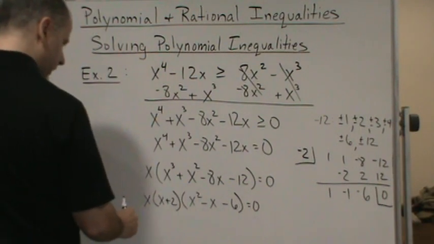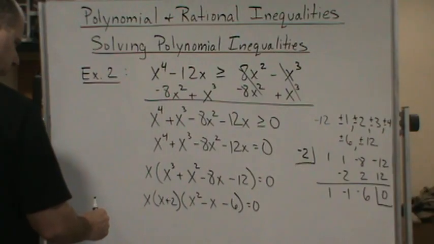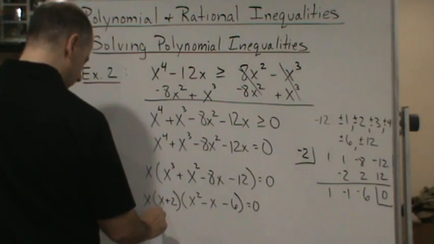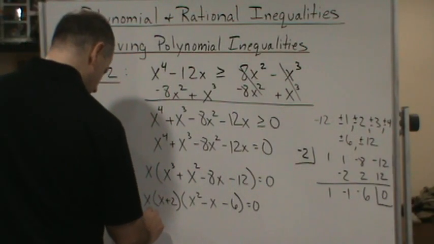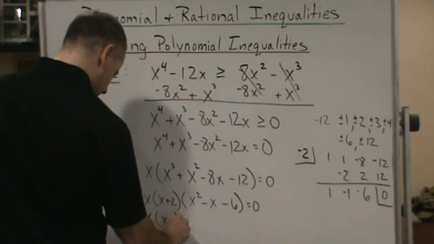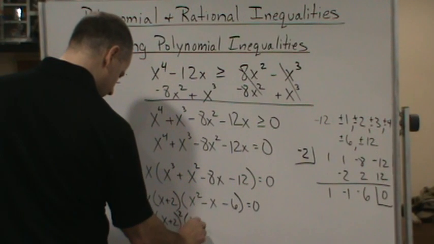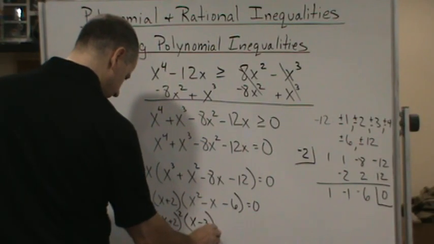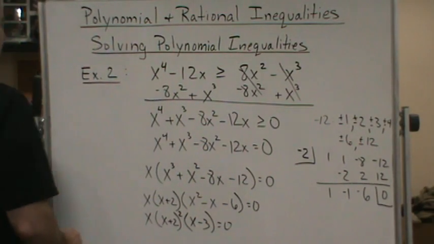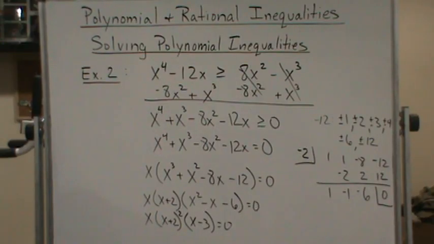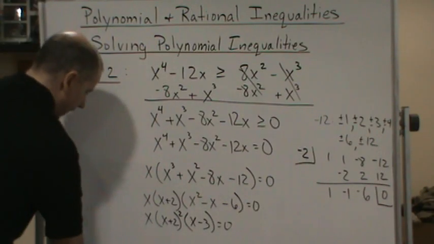Yeah, 2 and negative 3. So it's going to be x times (x plus 2) squared times (x minus 3) is equal to 0. All right, now we have our interval.